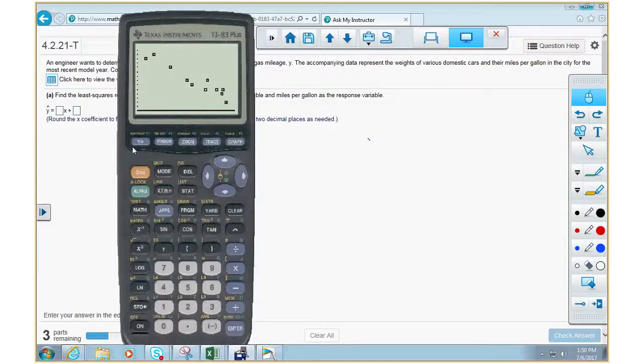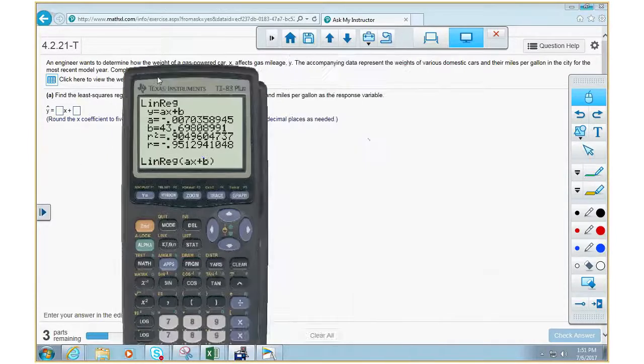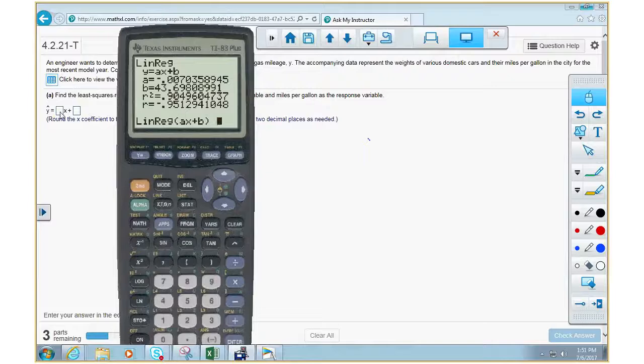All right, now it says find the least squares. So let me go back to the least squares. Stat, calculate, linear regression. There it is. It says round the x coefficient to 5 decimal places. So that's 0.00, no.